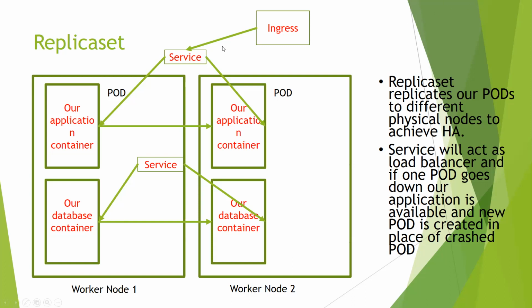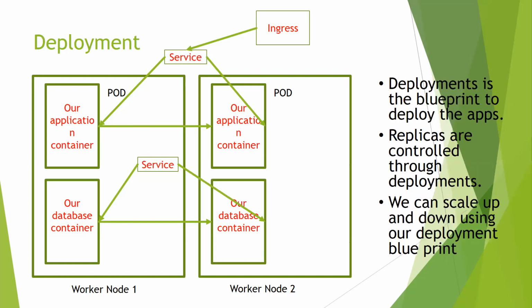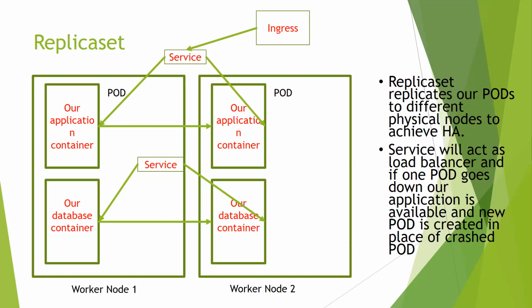So the ingress will come to the service. The service will load balance the pods, and they are replicated. In case of our database, if our database pod is destroyed, what will happen? We have a replica available. It automatically moves to another node. But there is a problem.